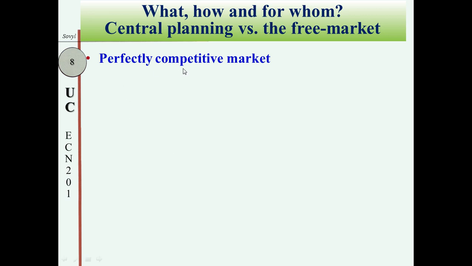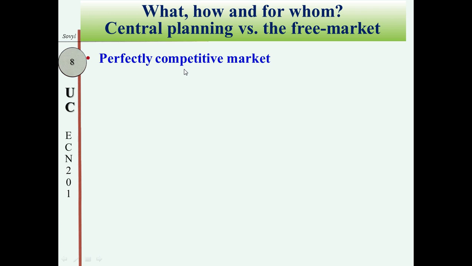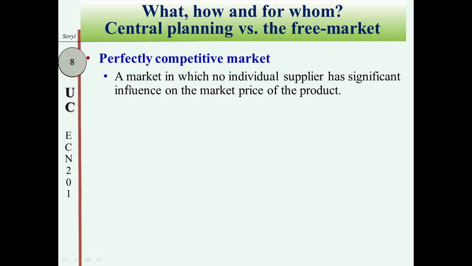Perfect competition market. This is your free market. This is perfect, 100% competitive. A perfectly competitive market, or perfect competition, is a market in which no individual supplier has important influence on the market price of the product. So when we're talking about a perfectly competitive market, it is a market in which a single seller or supplier has no power to change the market price of the product.